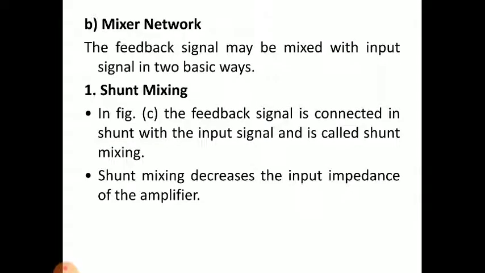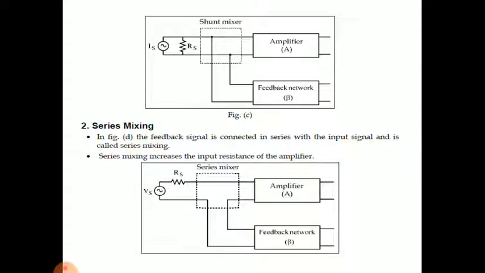Shunt mixing, figure C: the feedback signal is connected in shunt with the input signal and is called shunt mixing. Shunt mixing decreases the input impedance of the amplifier, because the shunting connects at the input of the amplifier. Let us assume the input impedance of this amplifier is Z and the feedback network is connected in shunt. The resultant input impedance of the amplifier will be less than Z.